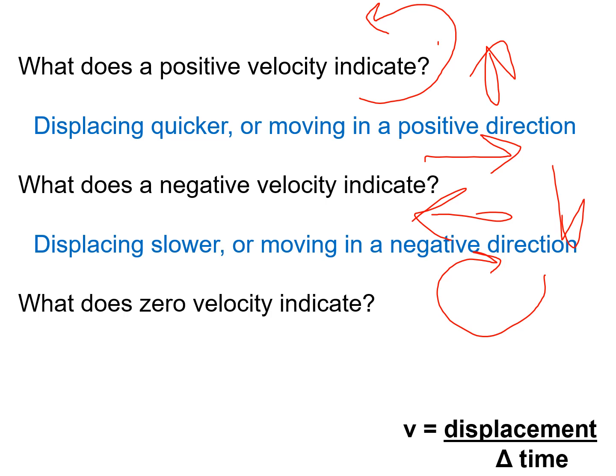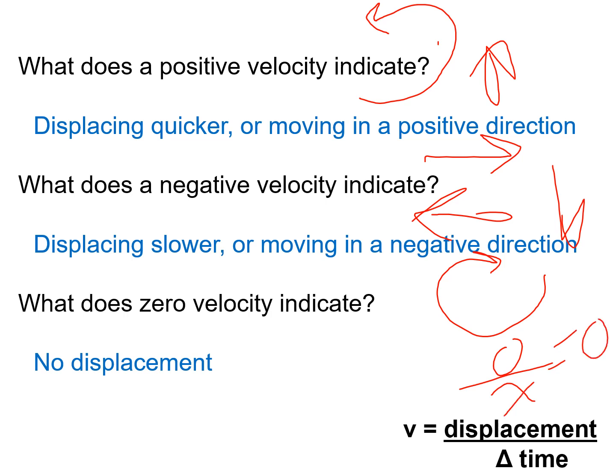So what does zero velocity indicate? No displacement, okay? Zero displacement, and you basically have 0 divided by x, which would equal 0, or y or z or whatever you want to call it. Okay, so with 0 velocity, we're looking at 0 displacement. Once again, if you're asking a physicist that's really into this stuff, they'd say, well, you could teleport, but we won't talk about that. So if there's no displacement, there's 0 velocity.